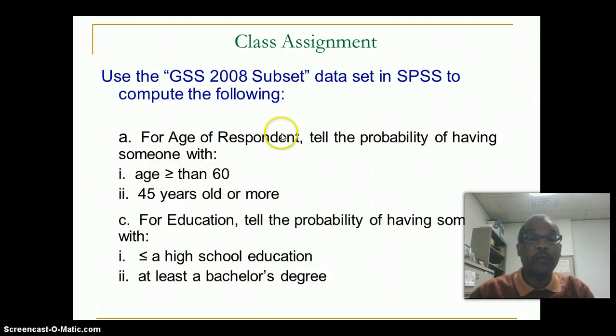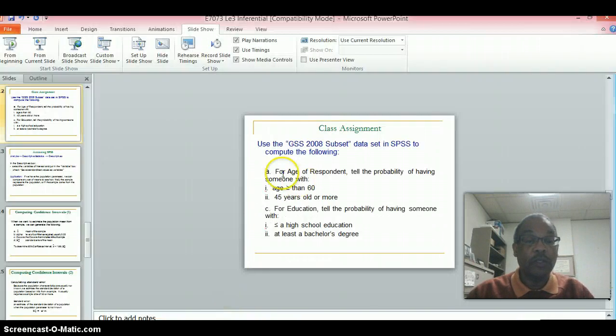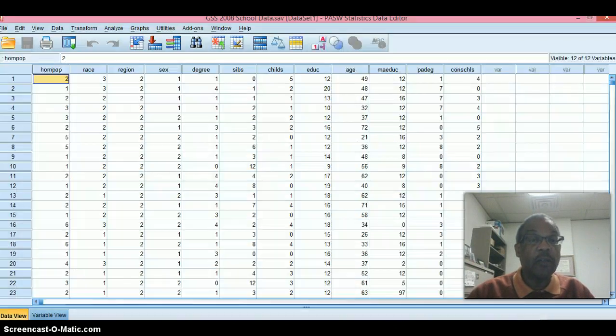Since we're talking about age of respondent from the GSS subset, obviously we need to find two things for age of respondent. Remember, we go back to our Z-scores, what the formula is. What we already know is what the score is we're looking at, so we need the mean and a standard deviation to complete that process. So let's go to the GSS data.